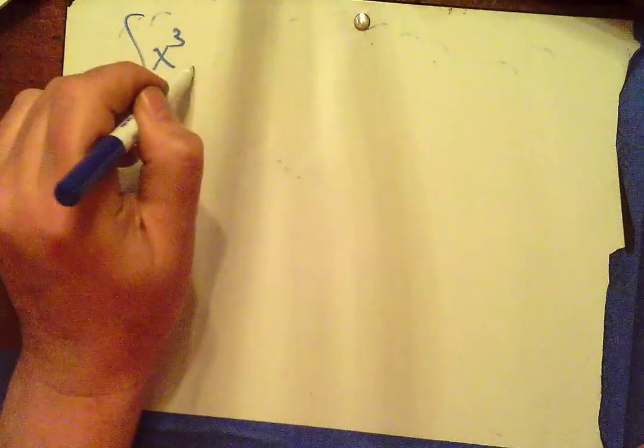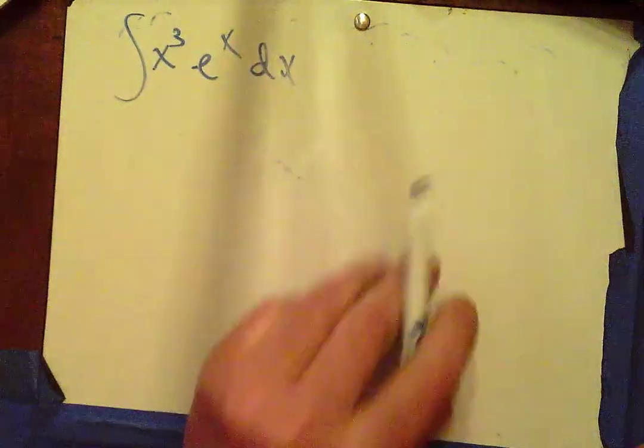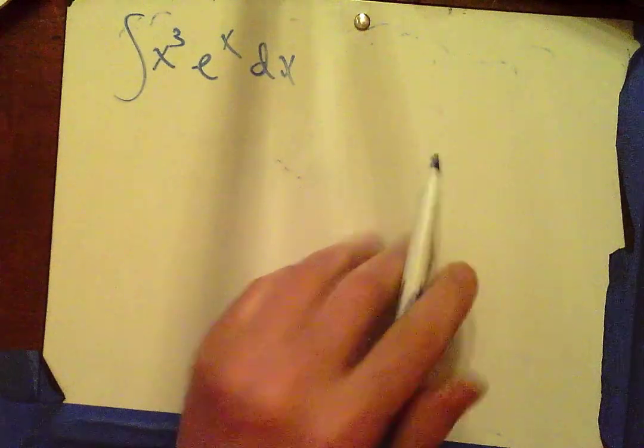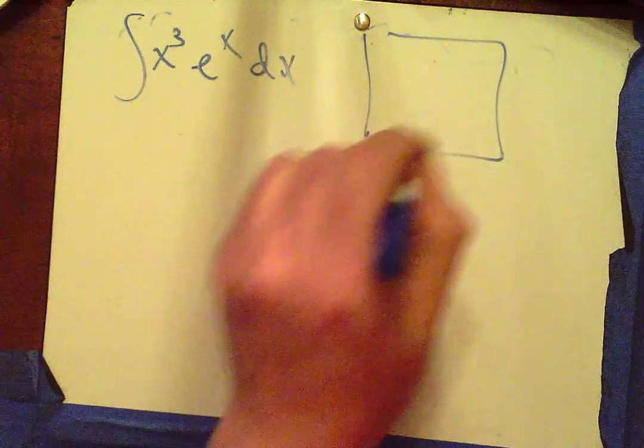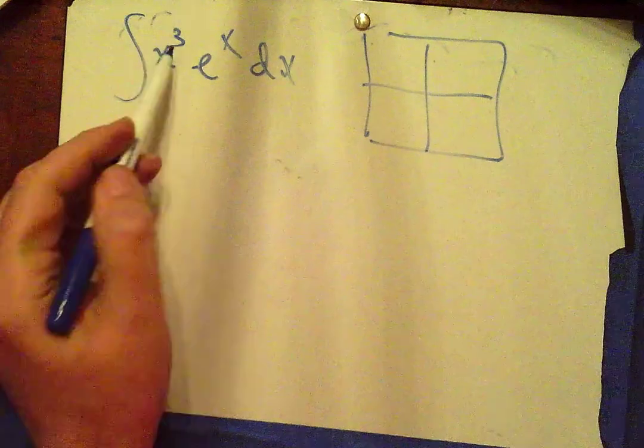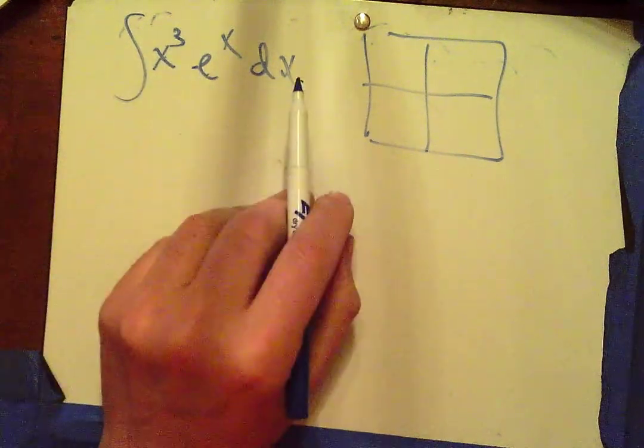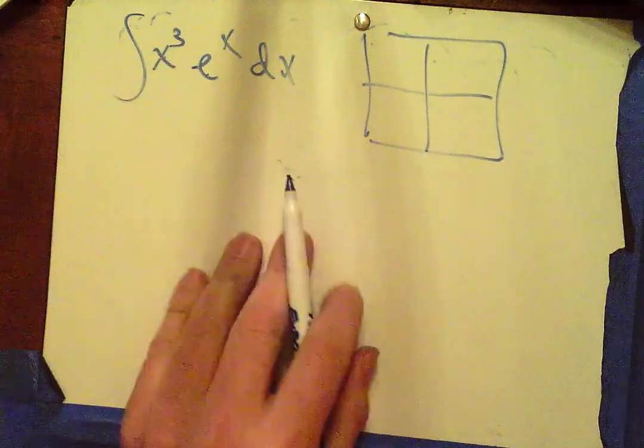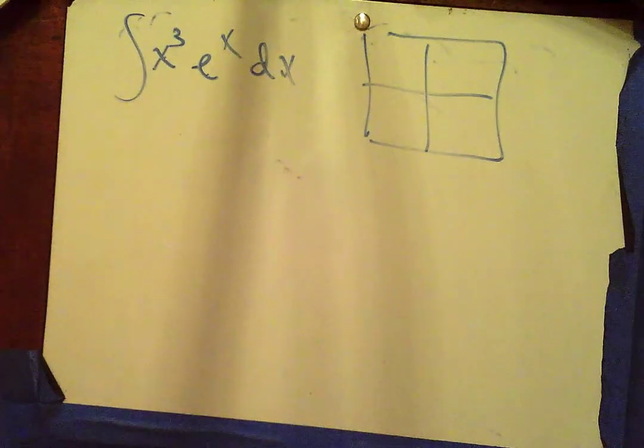So, what do you think is going to happen when we integrate x to the third e to the x dx? Good question. Well, give it a try. I mean, clearly I see a function and someone else's derivative. This is not a u-sub, and I don't recognize that derivative. And no, I'm not going to do a differential equation here. So, what's it going to look like?